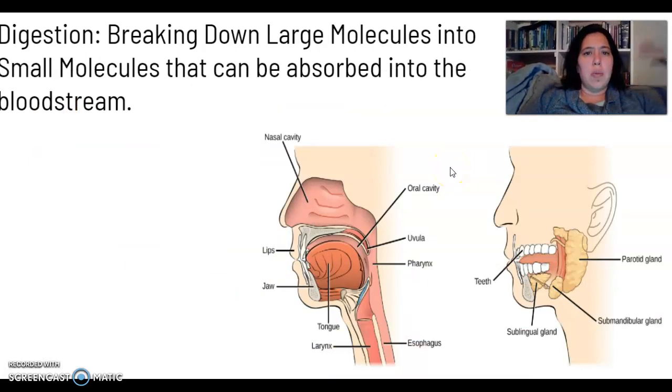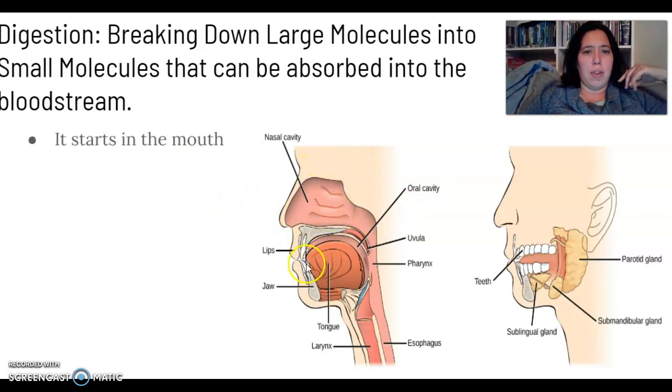And we start breaking down these large molecules, these polysaccharides, into small molecules, in this case glucose, the monosaccharide, that can be absorbed into the bloodstream. So digestion itself is breaking down those large molecules into smaller molecules that are water soluble, that can be absorbed into the bloodstream from the small intestine. So it all starts in the mouth, okay?